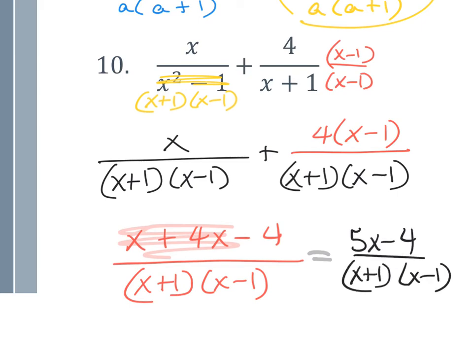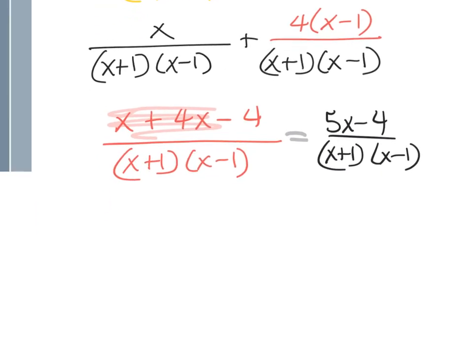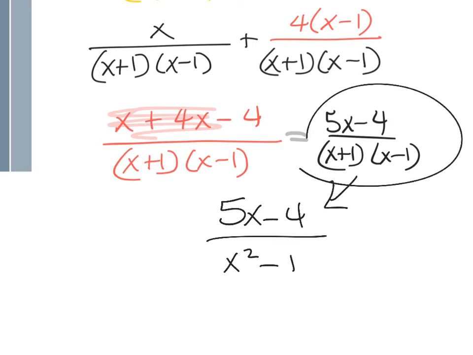And you're done. You don't need to FOIL it back. You may see it represented as FOILed back. However, you can leave it like this. If you FOIL that denominator, it turns into that.